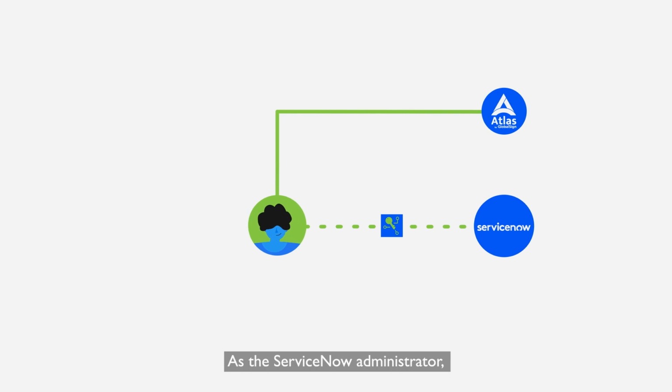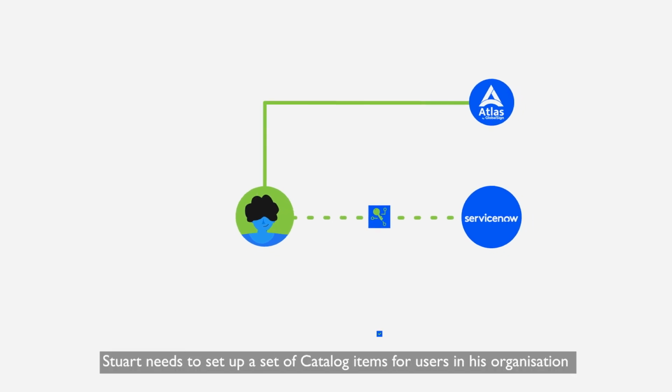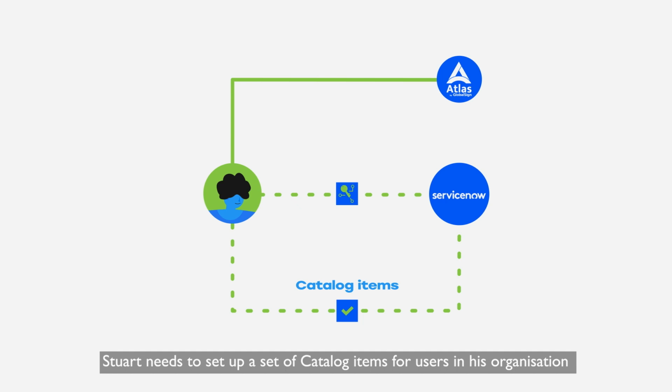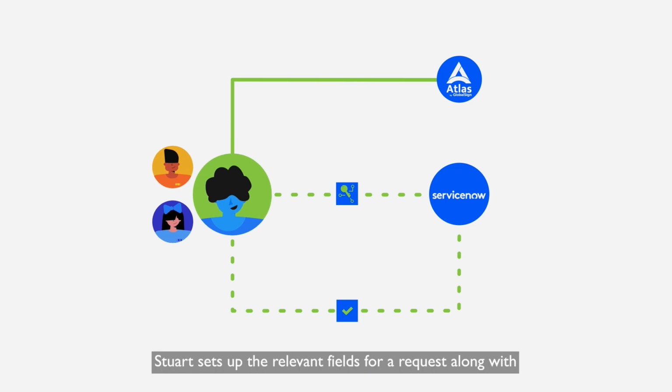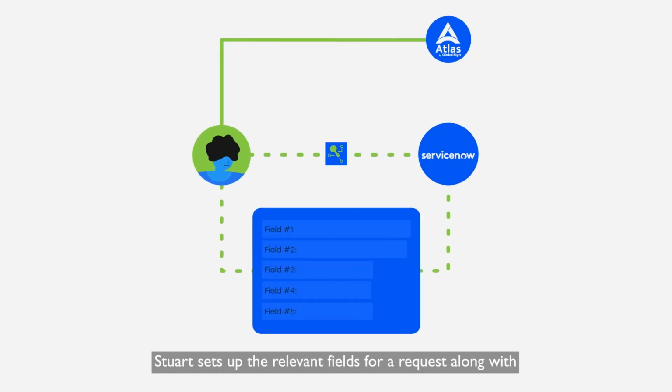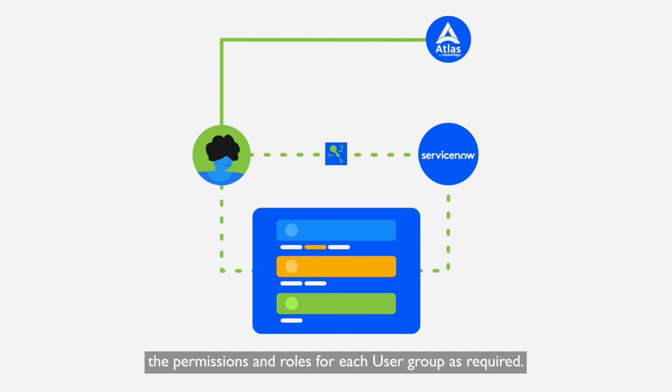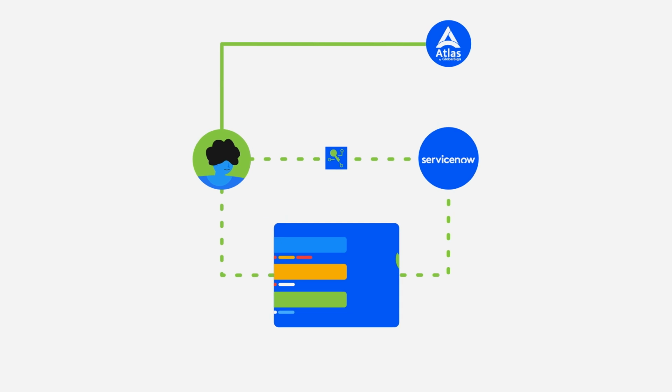As a ServiceNow administrator, Stuart needs to set up a set of catalog items for users in his organization, so they can order their certificates directly themselves without having to bother Stuart and his team. Stuart sets up the relevant fields for a request along with the permissions and roles for each user group as required. What's more, he can make adjustments to permissions and access as the business needs change.